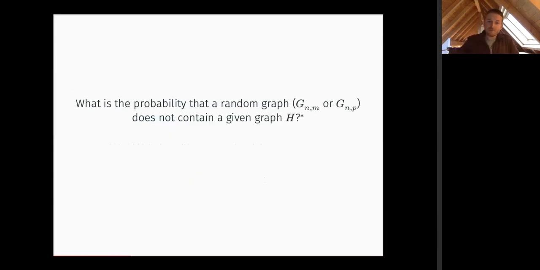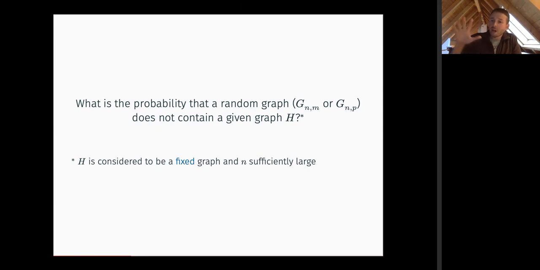So the main question we want to ask today is, what is the probability that a random graph, G(n,m) or G(n,p), does not contain a given graph H? And we will think of H as being a fixed graph. So we allow any constants to depend on H, and n is as large as we want it to be, or as we need it to be.